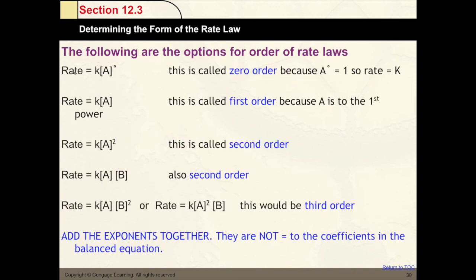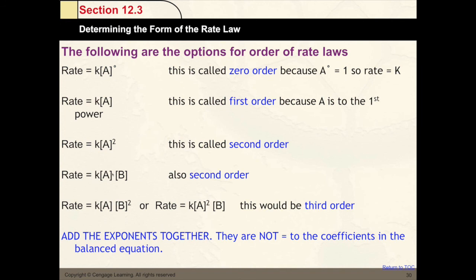So let's just say you get rate equals K just times A raised to the 0 power. This is called 0 order because, as you know, anything raised to the 0 power is just equal to 1. So your rate would actually be equal to K. If it was K times A to the 1st power, that would be a 1st-order reaction. If it was K times A to the 2nd power, this would be a 2nd order.